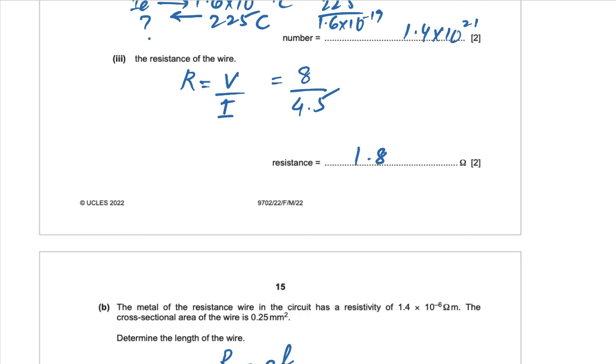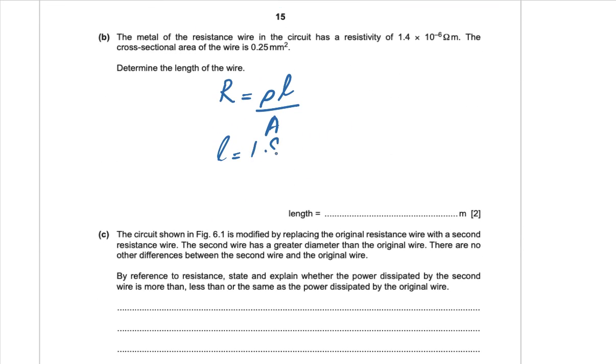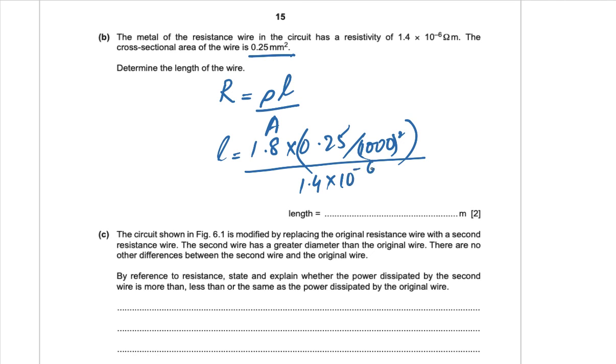from the previous part, which is 1.8, times the cross-sectional area of the wire, which is 0.25, but mind that this is in millimeters squared, so you need to convert that to meters squared. So you divide that by 1000 squared. This whole thing is divided by the resistivity, that is 1.4 times 10 to the power of negative 6 ohm meter, and so you get a length of 0.32 meters.